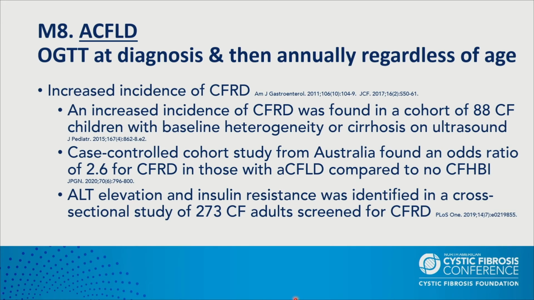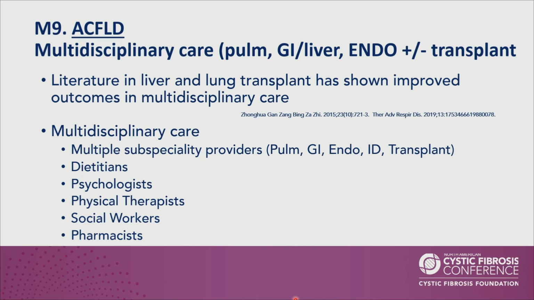And ALT elevation and insulin resistance was identified in a cross-sectional study of 273 CF adults screened for CFRD. So again, it's really important to screen, especially those patients under 10 years of age that we wouldn't routinely think about, to screen them with an OGTT if they have been diagnosed with advanced CF liver disease.